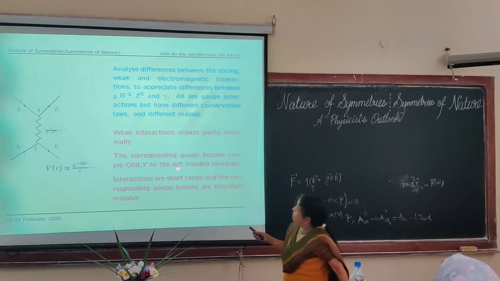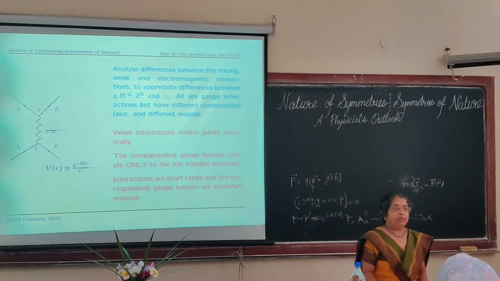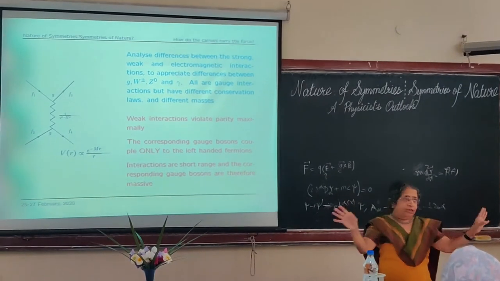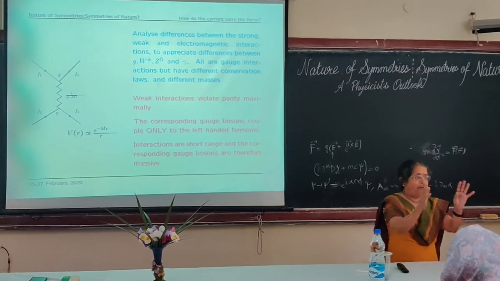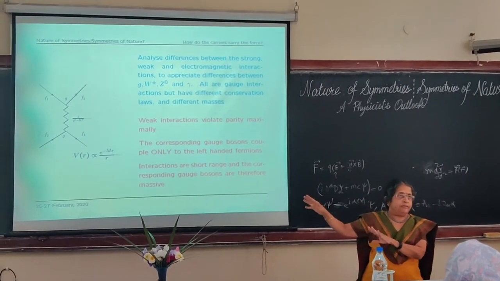and that is why this W boson cannot couple to both the fermions. It will have to couple only to the left-handed fermions, which means the right-handed fermions do not feel the weak interaction. So there is a basic asymmetry. You don't understand why it is there. It's an observed fact of life, and that is embedded in your gauge field.